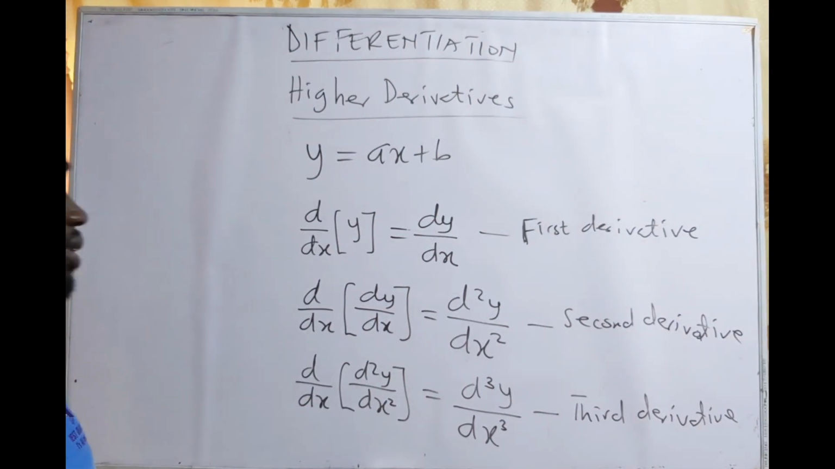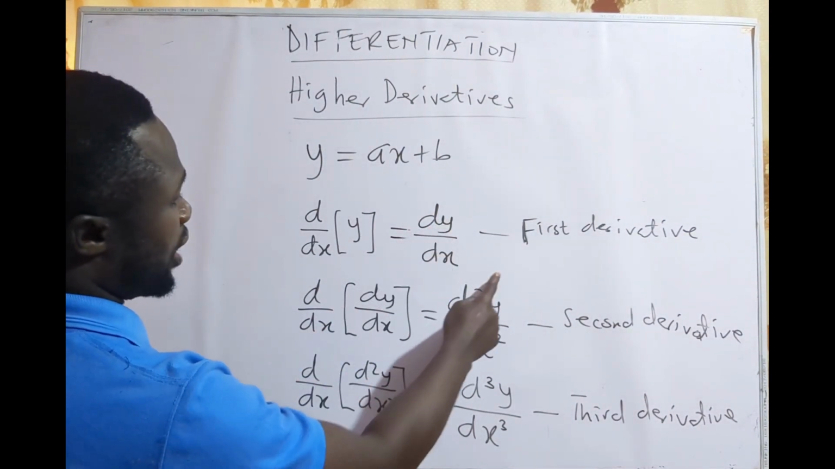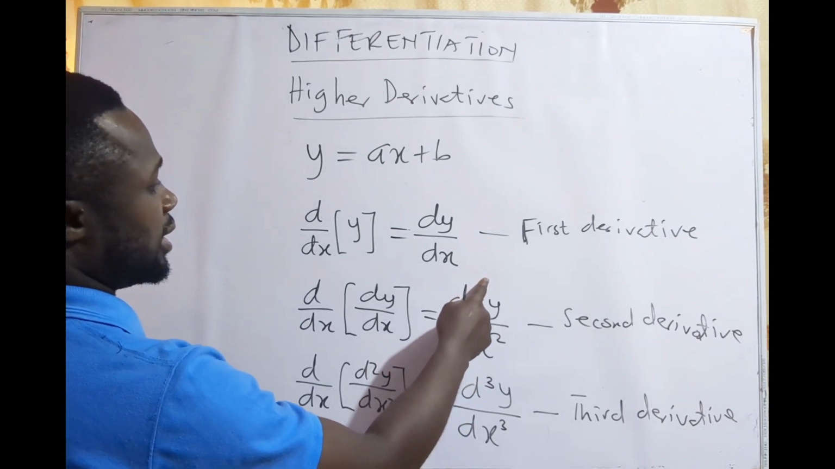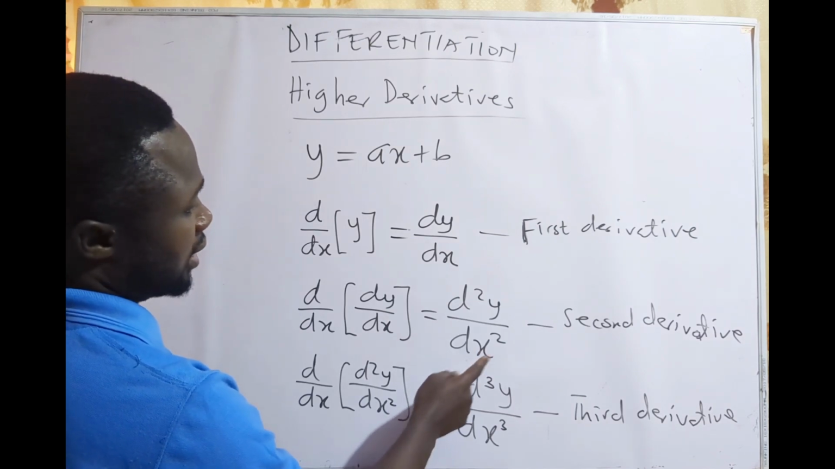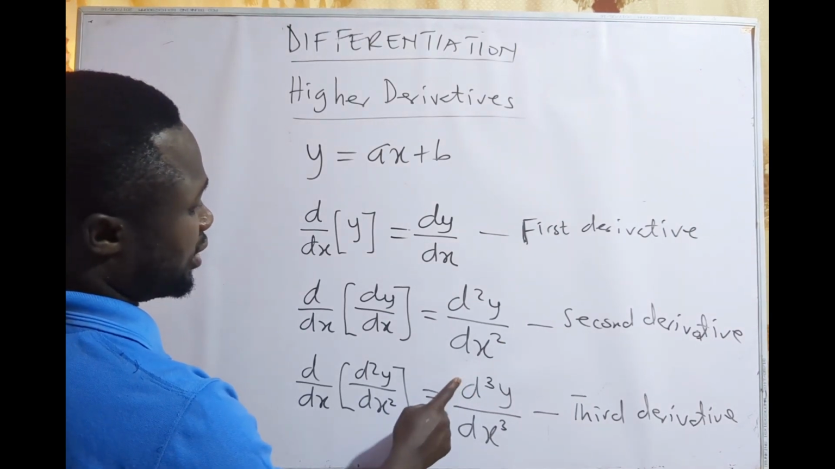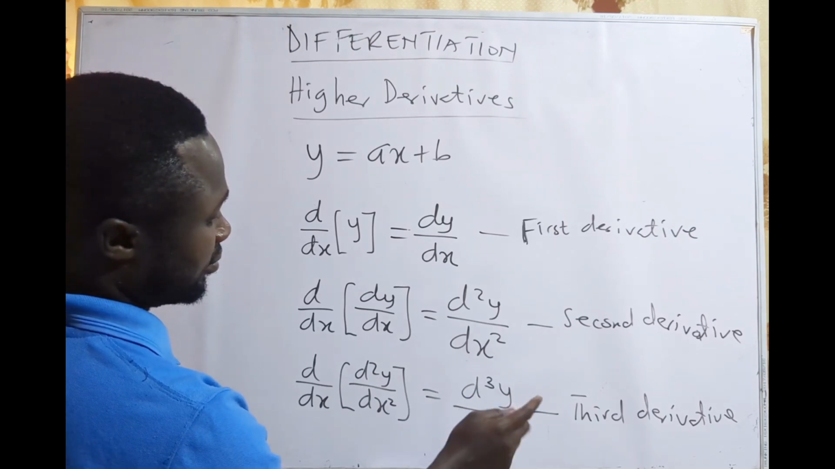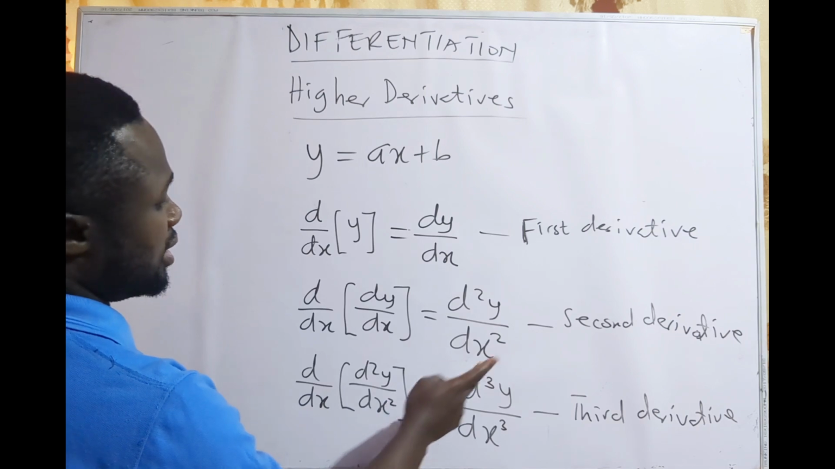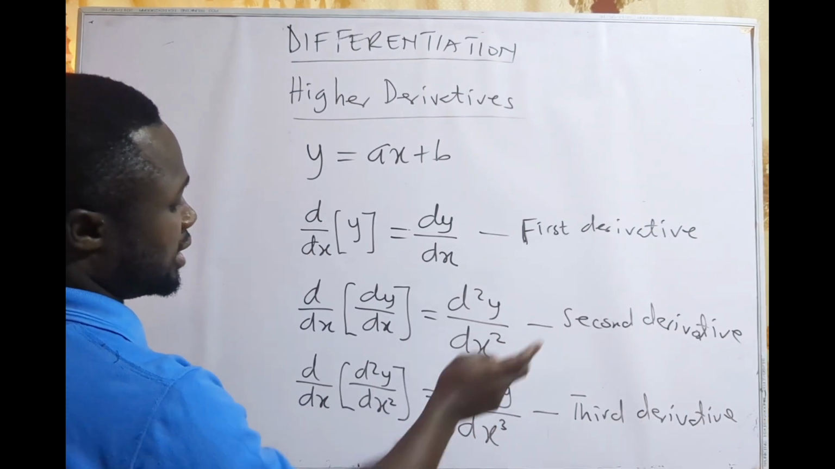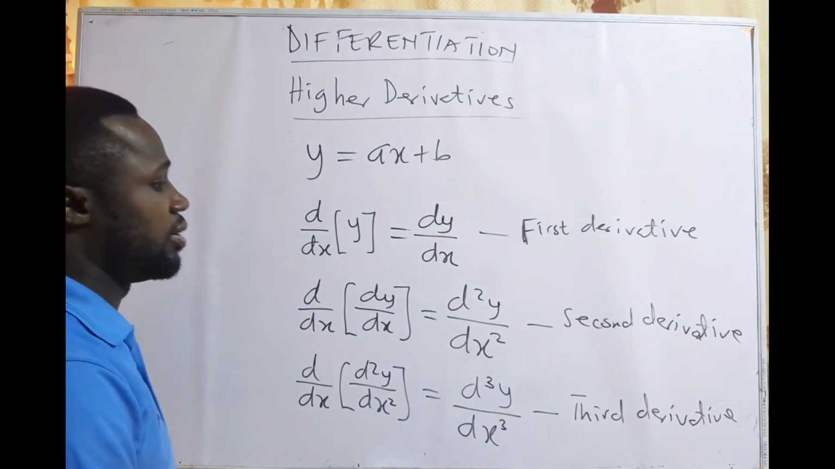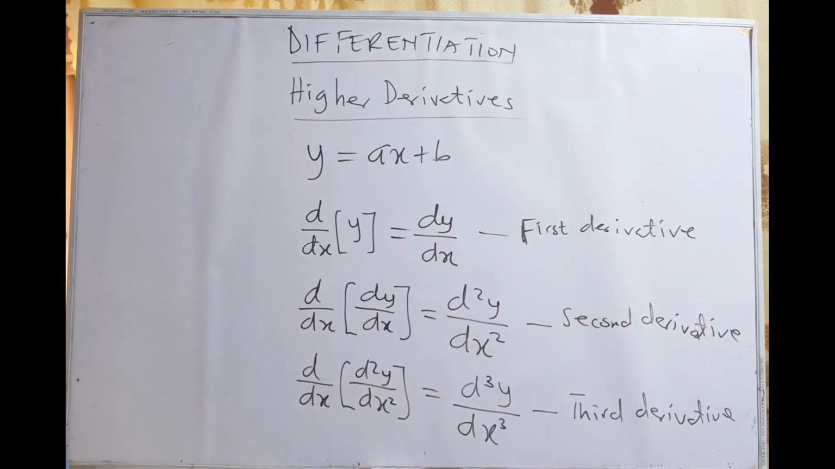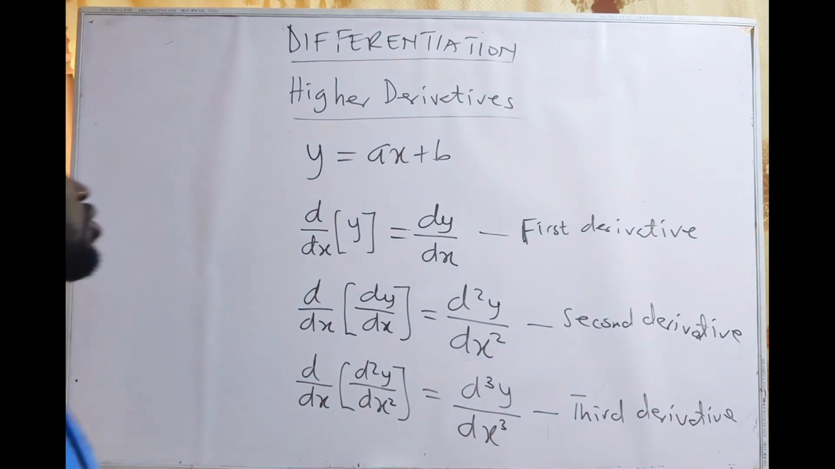And note how we write it. In the second derivative, it is d squared y over dx squared. In the third derivative, it is d cubed y over dx cubed. If I go to the fourth derivative, it will be d to the power 4 y over dx to the power 4. That is how it will be. As we continue to differentiate, this is what we are going to get. So let's take note of this.